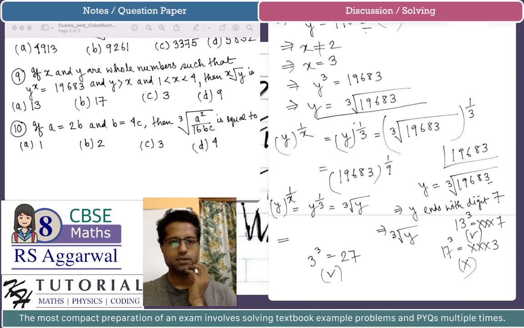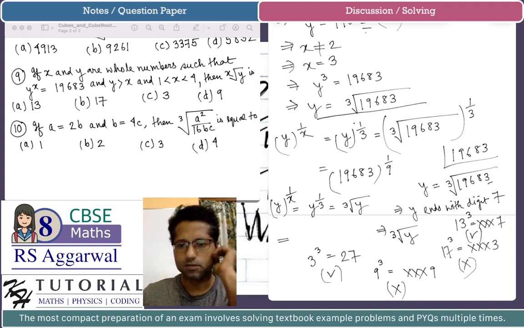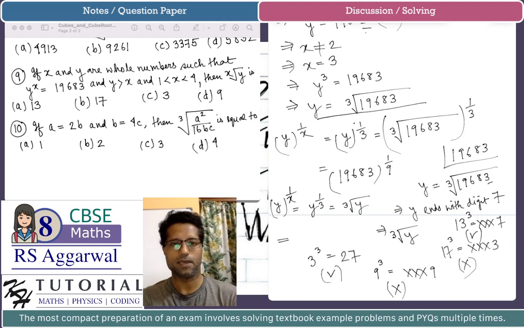And choice D is 9. Now if 9 is the correct answer, which means that the cube root of y is 9, so y will be 9 cubed, and 9 cubed will end with digit 9, which cannot be the case, because we already know that y is ending with the digit 7. So choice D cannot be the choice. So the two possibilities are choice A and C.